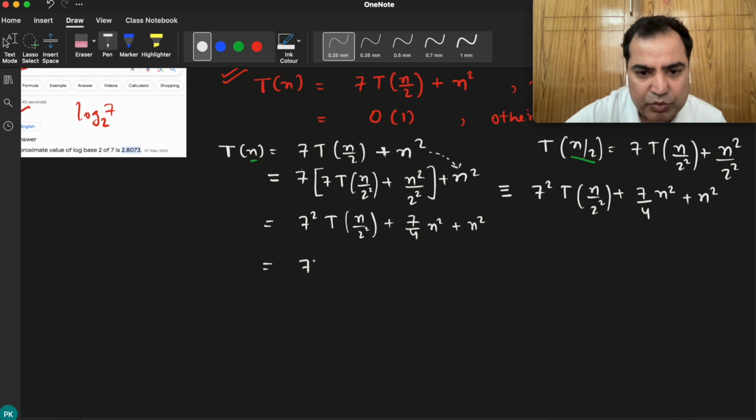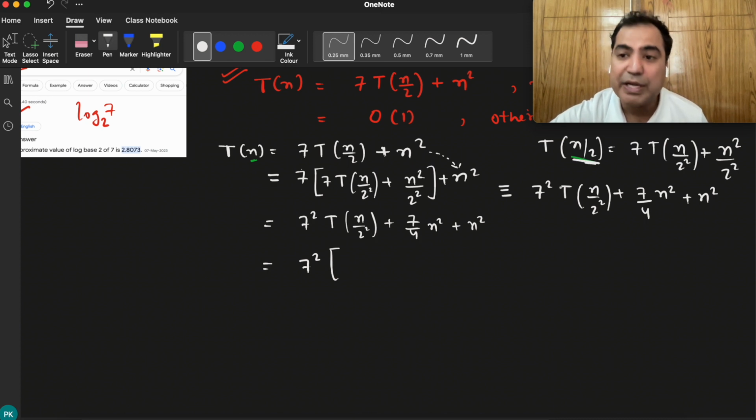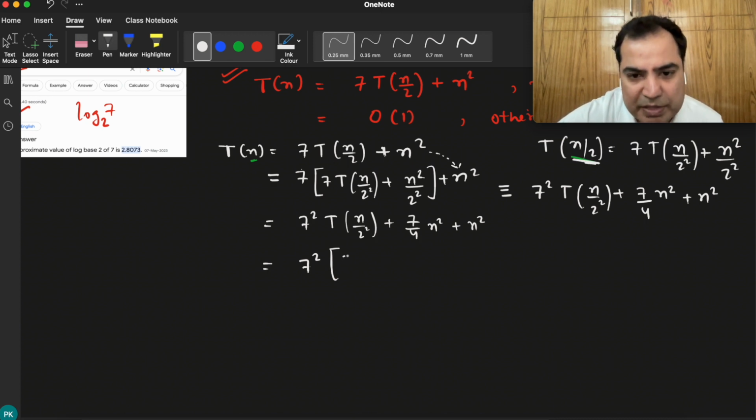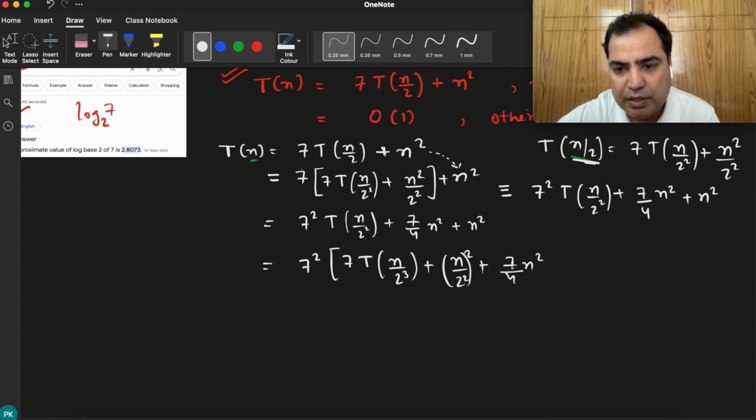again this 7^2 is outside, right? So when I put here T(n/2^2), it is reducing by 2, so n/2, then next will be n/2^2. So this will be 7T, now n/2^2 will become n/2^3, plus this will be n^2, so this will be (n/2^2)^2 plus these previous values, 7 by 4 n^2 plus n^2, these two values, right?